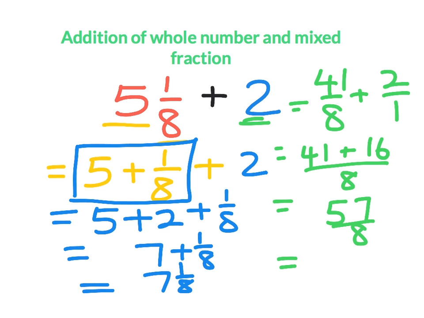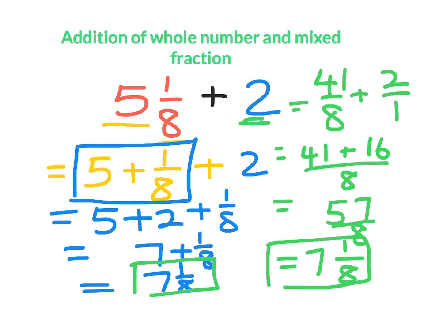Now you can convert this improper fraction to a mixed fraction. If you divide 57 by 8, how many times will 8 go through 57? 8 times 7 is 56, so that's 7 times. If we deduct 56 from 57, you are left with 1, so that's 1/8, which is the same answer that we got here. So these are two methods which you can use. If you use one method, you can use the second method to check your answer.